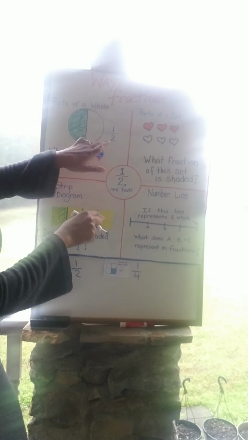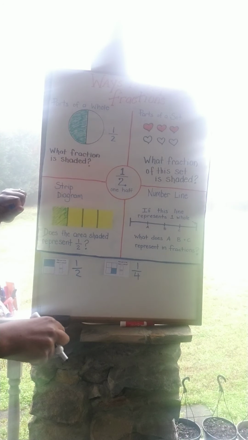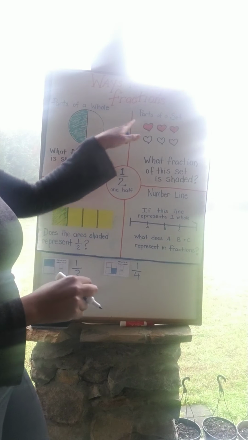1/2. 1 is shaded. 2 is the denominator. 1 is the numerator. The whole part is 2. Okay? If we wrote 2/2, that would mean the whole part. Okay? Parts of a set.